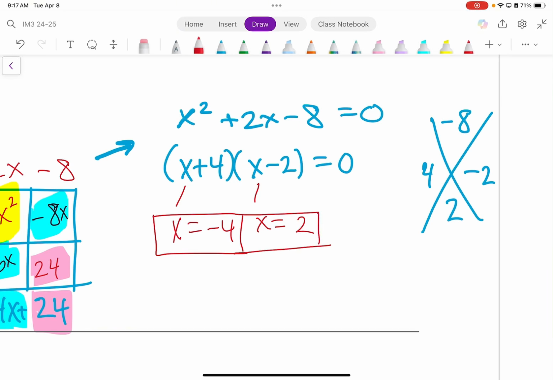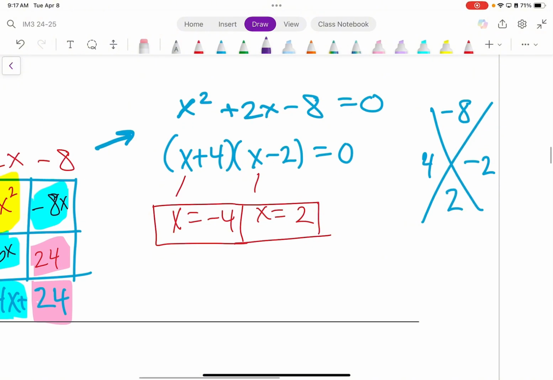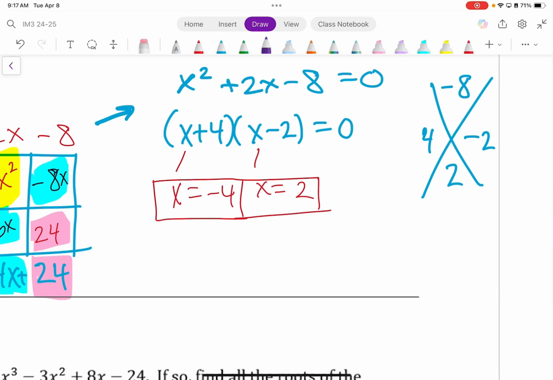All right, so we have solved for all values of x. We just have to do the one final thing, and this is what you must do at the end.